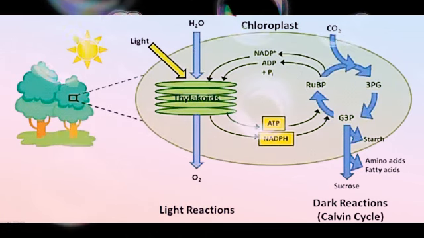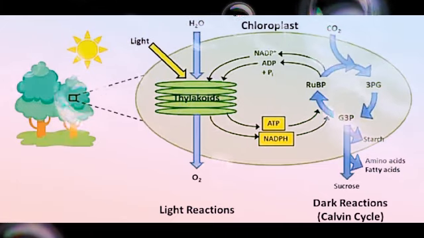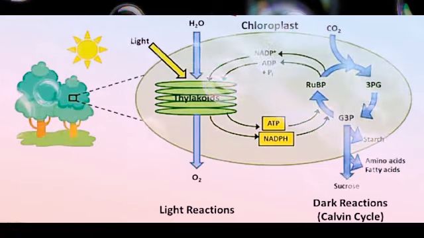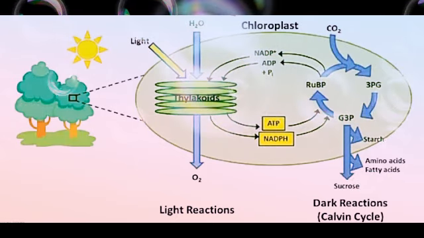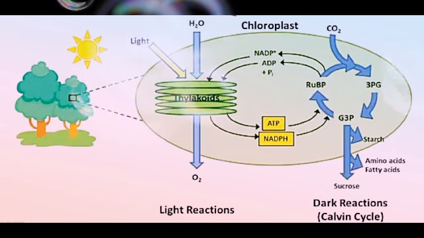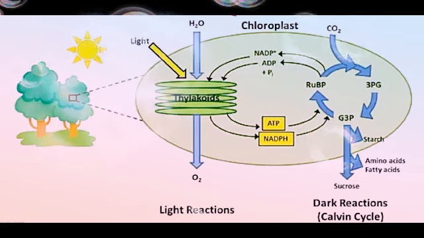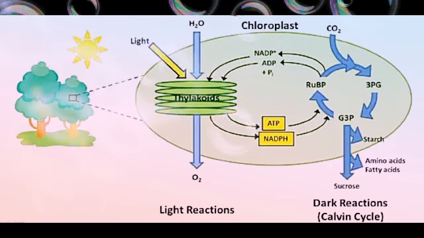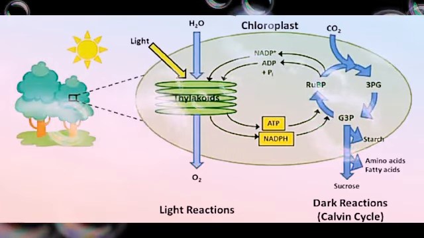The oxygen component is given out as molecular oxygen, and the electrons are used in converting ADP, that is adenosine diphosphate, into adenosine triphosphate. This process is called photophosphorylation, as it is the addition of phosphate, and since the energy used in this process comes from the light, that is why it is called photophosphorylation.